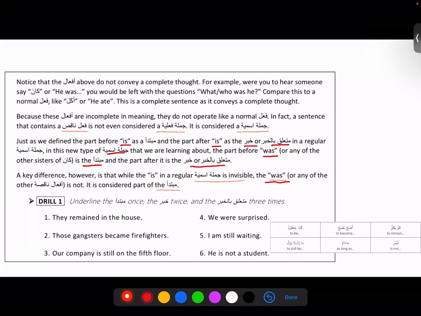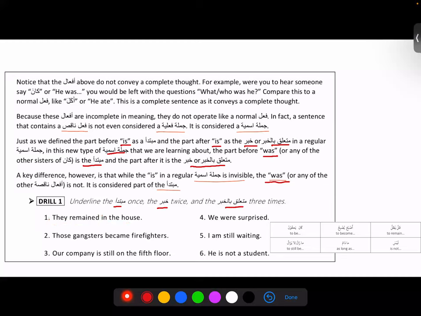Okay, now let's see if we can figure it out. Underline the mubtada, khabar, and mutalliq bil khabar. Mubtada once, khabar twice, and mutalliq bil khabar three times. Now: they remained in the house. What is the translation for "remained"? We learned it. This is a fil. Zalla, right? So Zalla is the one meaning to remain. So now, they remained in the house. Where is the mubtada? They remained, the whole thing. Yes, they remained is the mubtada, and in the house would be the mutalliq bil khabar.